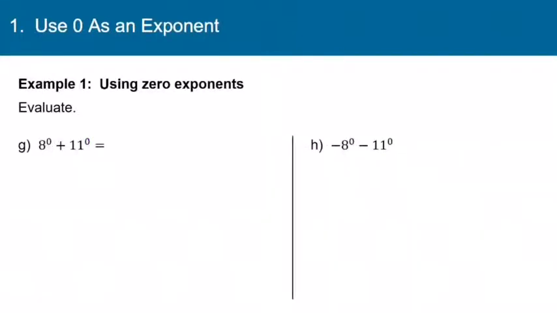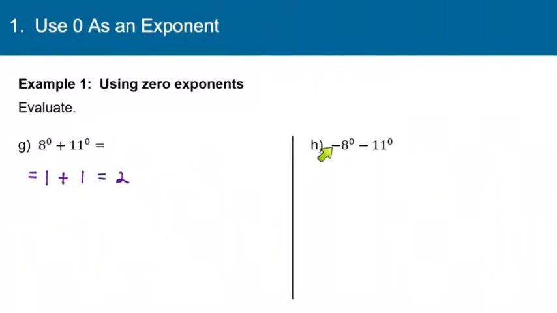Here are the last two parts of example 1, and here we have a sum and a difference. So let's work on the sum. First, we want to evaluate each of these exponential expressions. So 8 to the 0 power would be 1, and then plus 11 to the 0 power, which is also 1, then 1 plus 1 is 2.